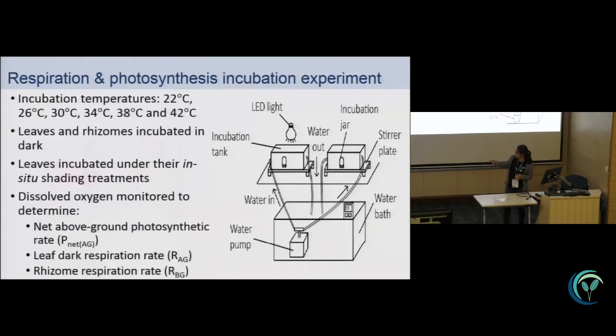So the jars were then subjected to incubation treatments that ranged from 22 to 42 degrees Celsius, and at each temperature, the leaves and rhizomes were incubated in the dark to determine the dark respiration rates. The leaves were also incubated under their respective in-situ shading treatments under their saturating irradiance to determine their net above-ground photosynthetic rates. Dissolved oxygen levels were monitored to come up with all these different rates.